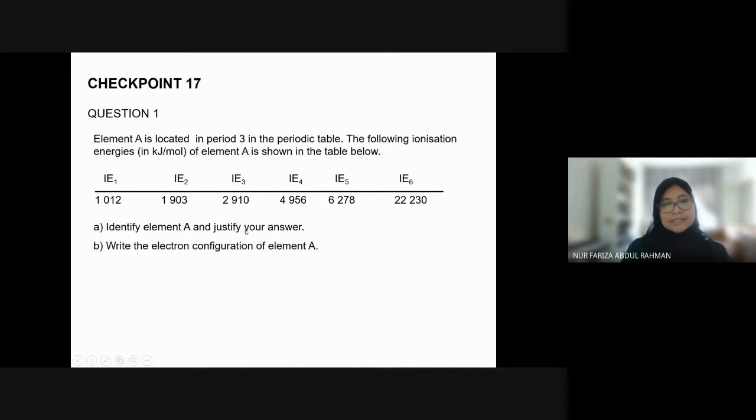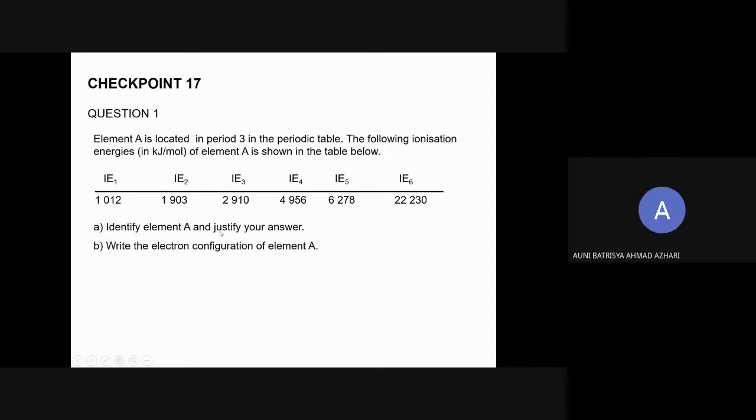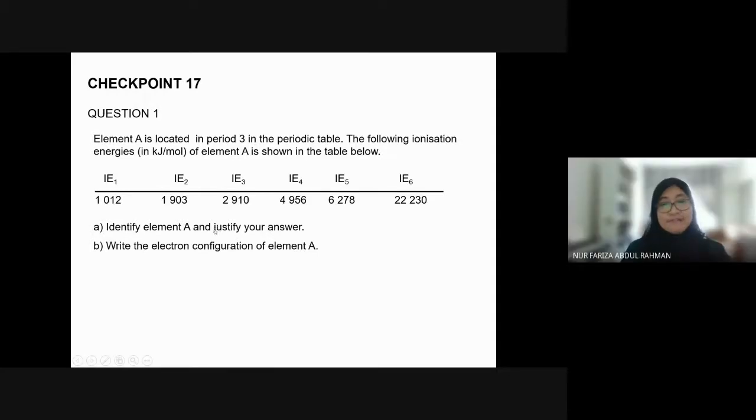Identify element A and justify your answer. Okay, so first, what we can identify would be the valence electron. So what would be the valence electron? How many valence electrons are there in M, guys? 5. Okay, so there are 5 valence electrons.